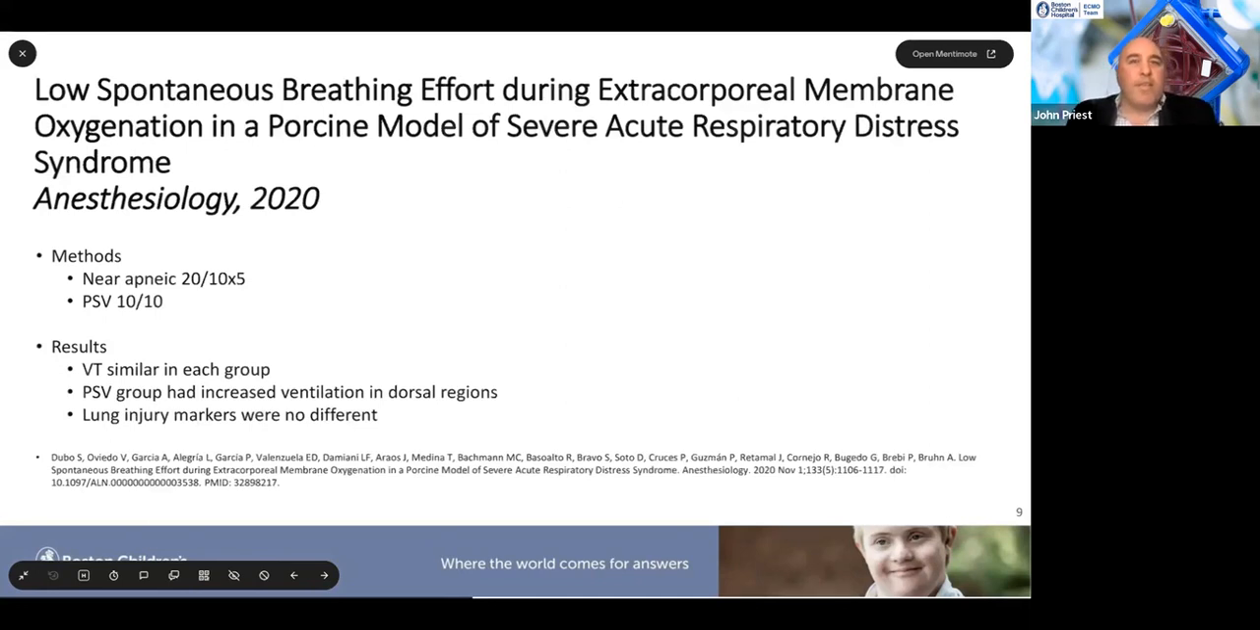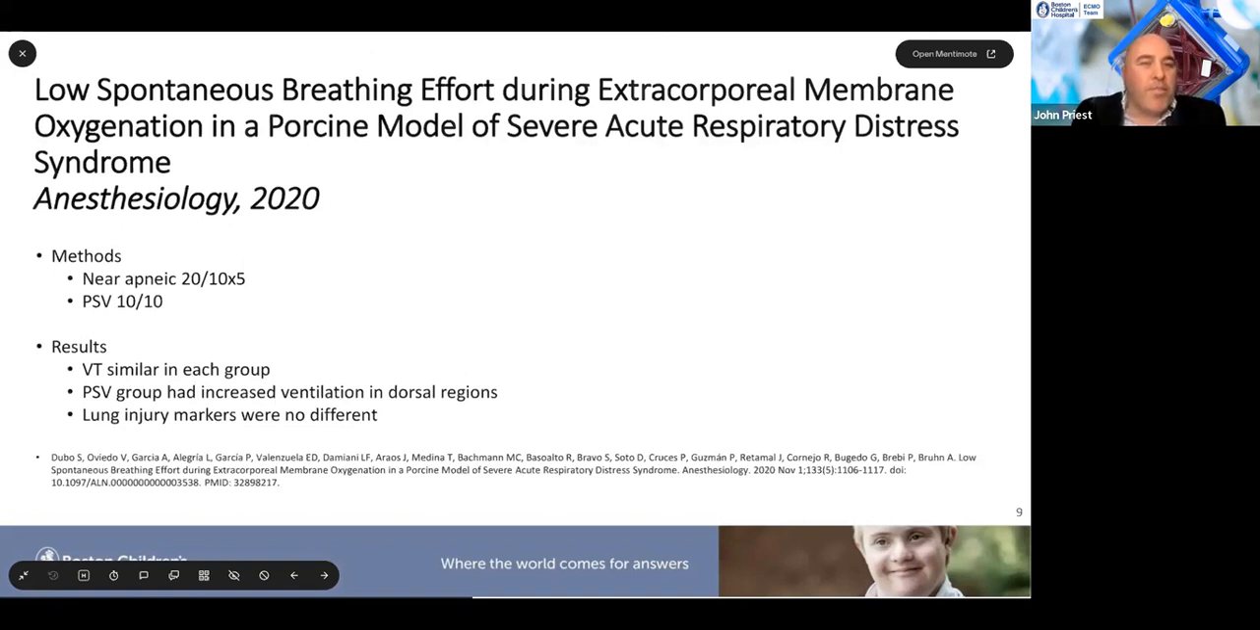So this here is the same group. They did a low spontaneous breathing effort during ECMO in a porcine model of severe ARDS, and this was back in 2020. And they tested their near apneic study, which was again the 20 over 10 or the delta P of 10 plus 10, and a rate of 5, versus a pressure support ventilation of 10 over 10. Now back to the terminology, a pressure support of 10 over 10 is the same as a peak inspiratory pressure over 20 over 20. As far as the terminology in a controlled mode of ventilation, we talk about peak inspiratory pressure, but in pressure support ventilation, we talk about the pressure support dose.